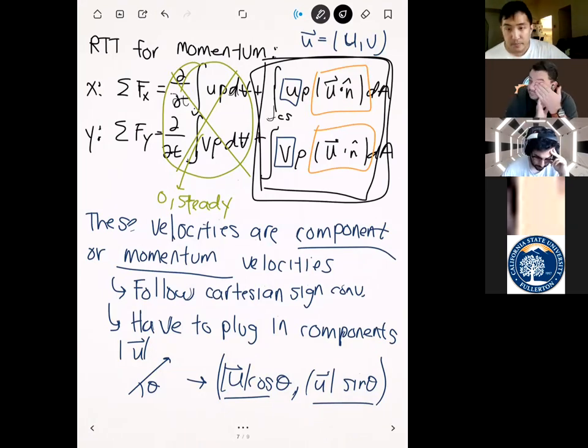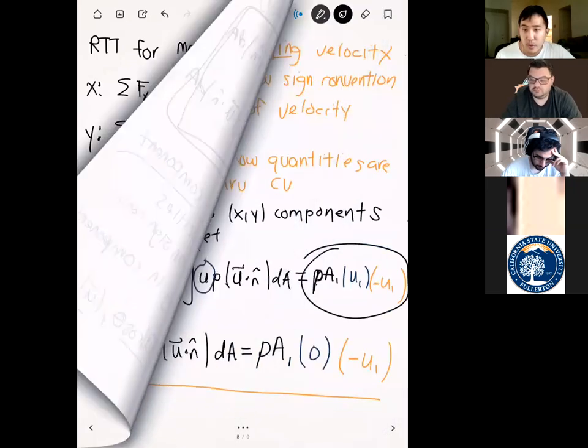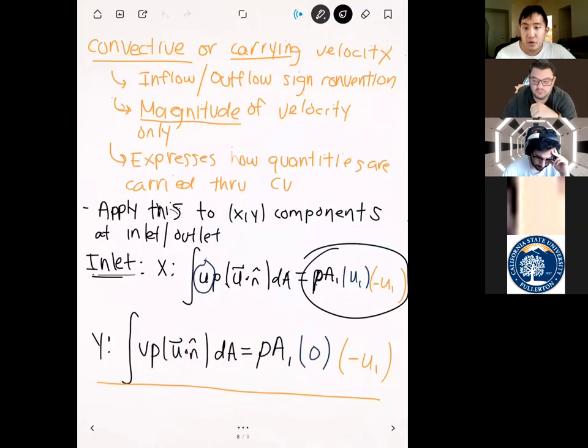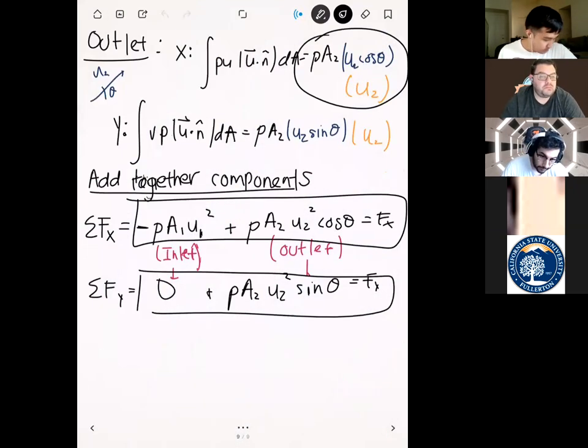Yep. All right, question: are the orange velocities just for direction? Is that why the y component velocity is 0? The blue velocities are for the components, for the directions. And so the orange ones, remember, you just do the magnitude and just do positive or negative if it's inlet or outlet. Yeah. All right.